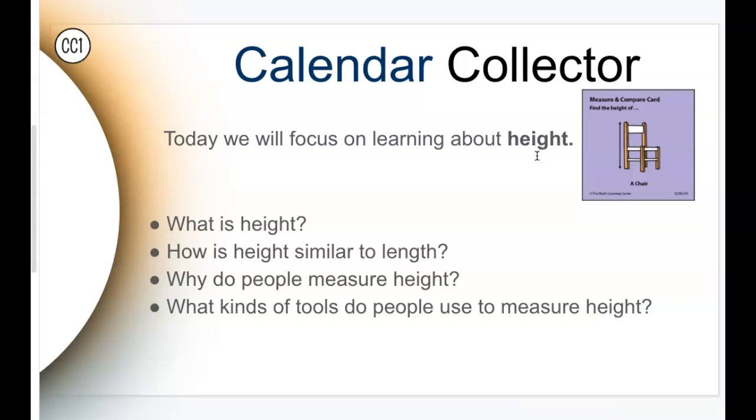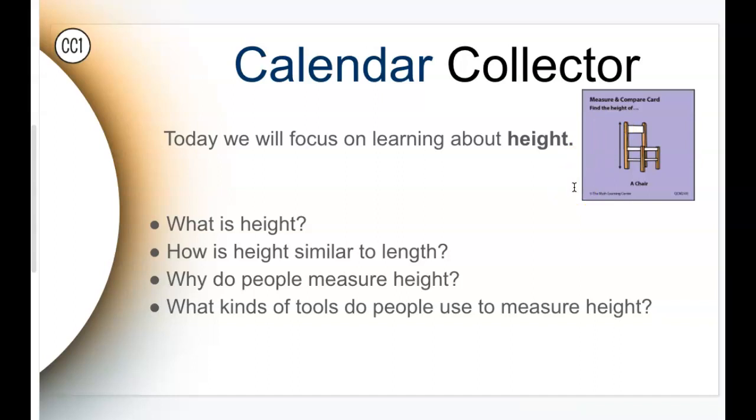If you are thinking that height is really similar to length, only it goes up and down, good work. The height of an object is the distance from one end, typically on the bottom, to the other end, the top. People measure height in the same ways that they measure length, with rulers or tape measures or yardsticks or meter sticks. There are many different reasons that people want to measure height.